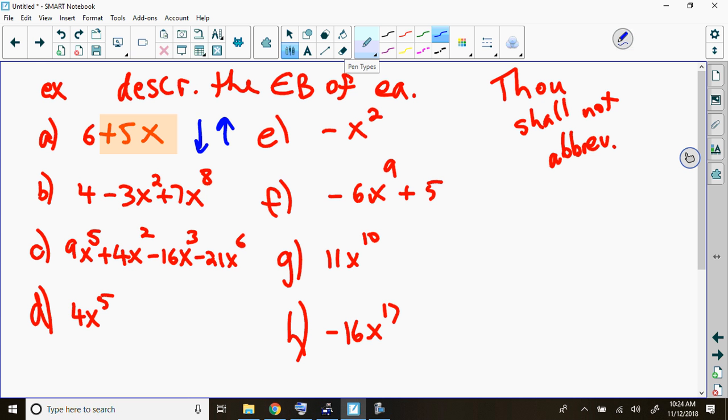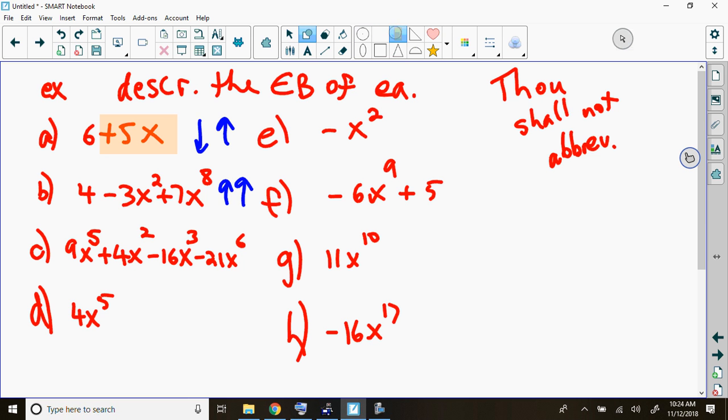Okay? Let's try number B. What term steers the ship in number B? 7x to the 8th, right? So the degree is even, so it's going to do the same thing on the ends. The leading coefficient is positive, so the end behavior here is going to be up and up. Cool.